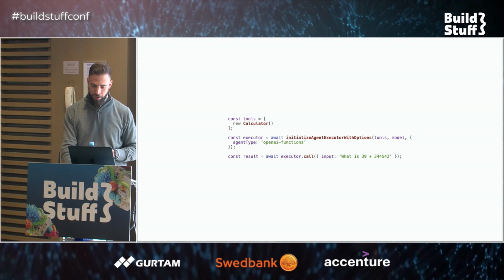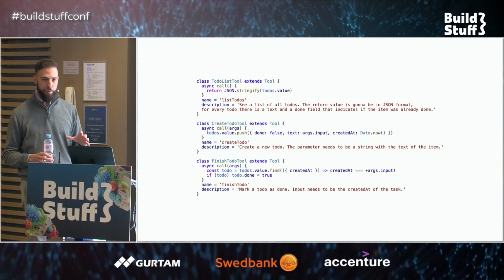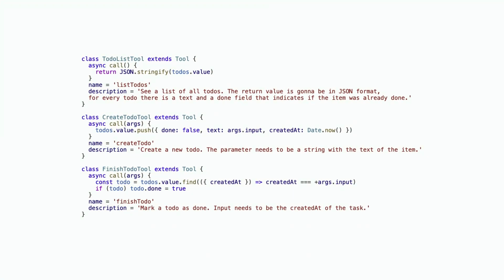But for our application, we're going to need a set of different tools, actually a set of 3 tools. The first one is we want a tool to list all of our to-dos. It's very simple. The name is list to-dos. We have to give a description, which is going to be passed to the language model. And this is: see a list of all to-dos. The return value is going to be in JSON format. For every to-do, there is a text and a done field that indicates if the item was already done.